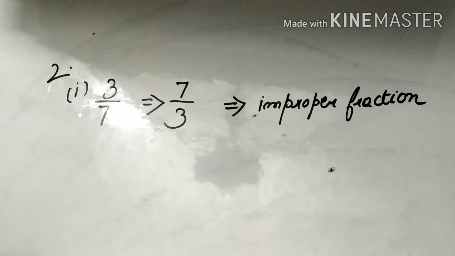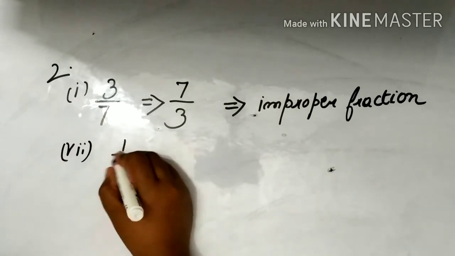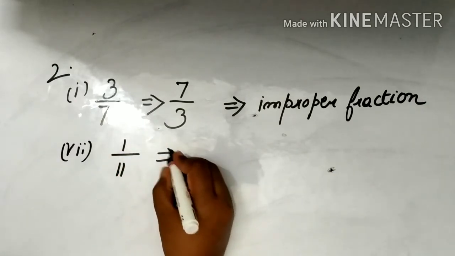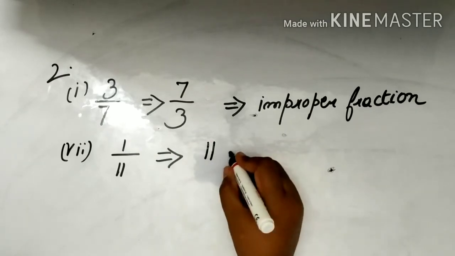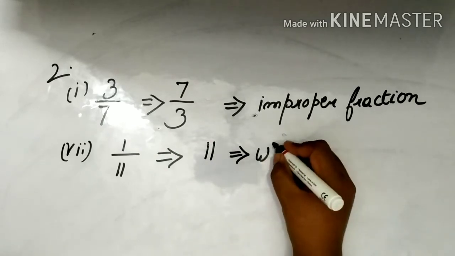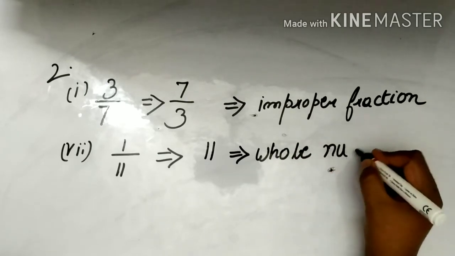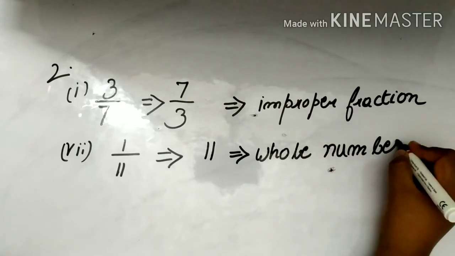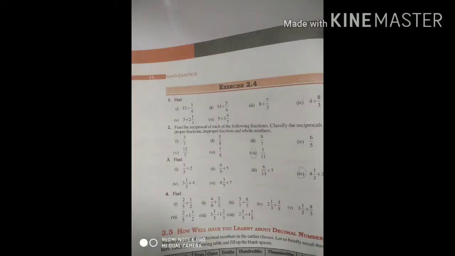Right? Now let's take the last question. That's the 7th question. Here it is 1 by 11. So the reciprocal of that will be 11, and this is a whole number, right? Whole number. Similarly, solve all the questions of the second part.